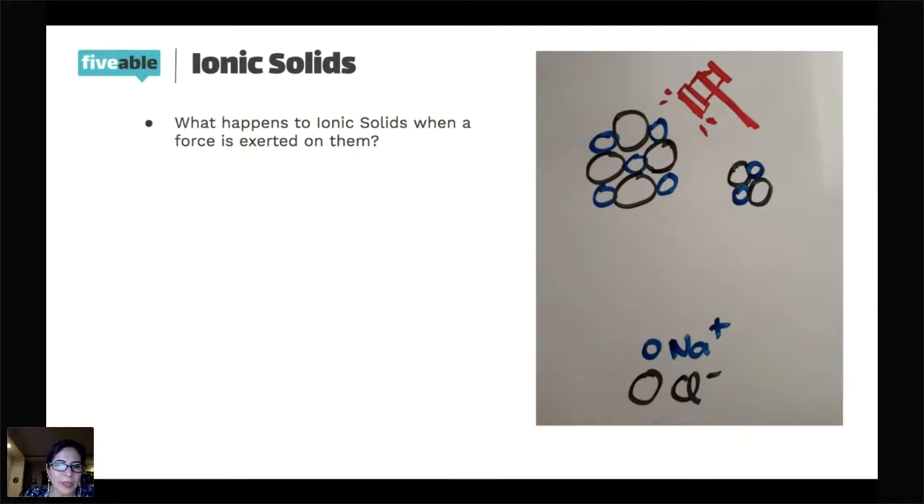What is this property called? This property where the solids break apart when a force is exerted on them. I mentioned it in the polls. If you haven't answered the polls, you can go ahead and answer the polls that are on the bottom of your screen, where I made some questions about these concepts.